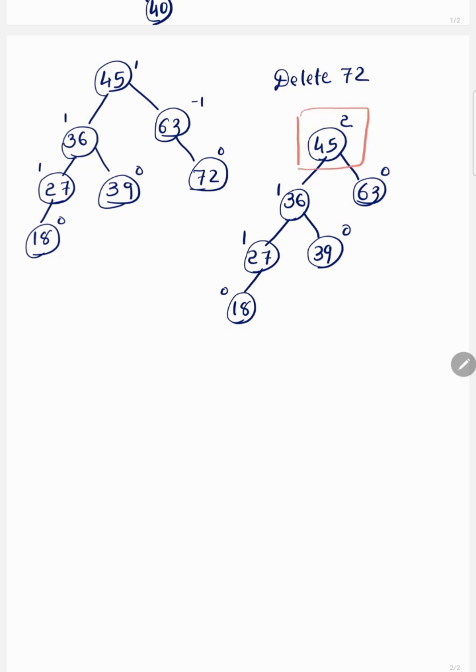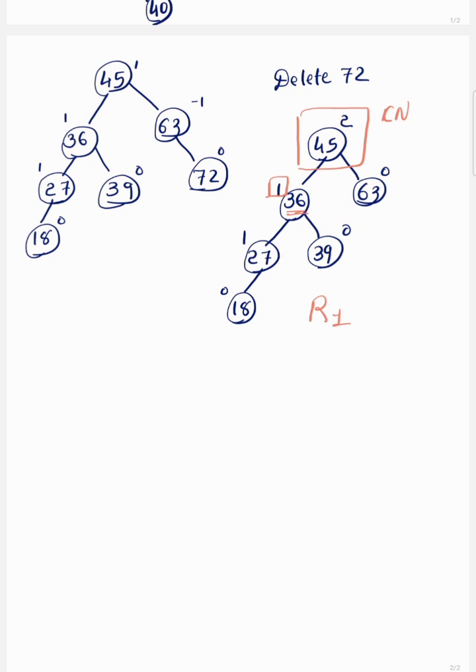So here your critical node is again 45, right? 45 is your critical node. What you need to check is from which side of the critical node it is deleted. So again it's the same side, right side, right? So you can know that it's an R type of rotation. Now which one, R0, R1 or R minus 1, right? So you just need to check the balance factor of the critical node's left child, that is 36 here. 36's balance factor is 1, so it will be R1 kind of rotation, right?